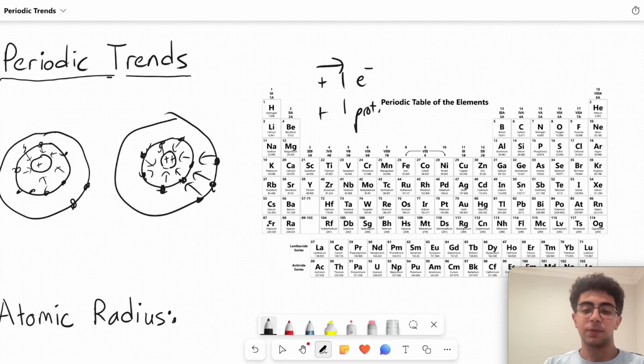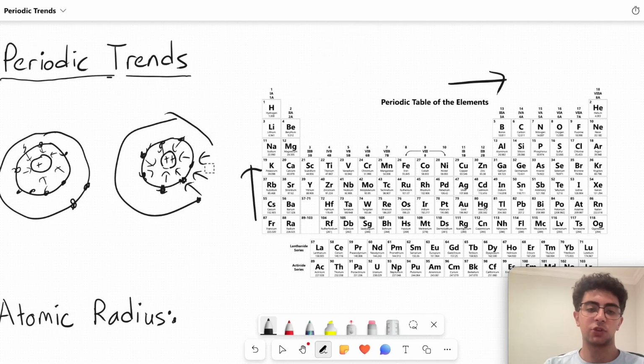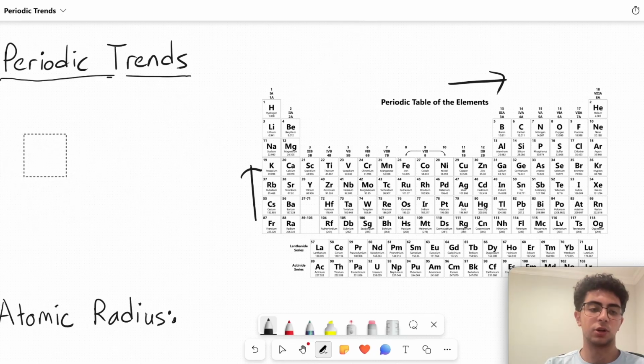So it's more helpful to remember this trend of getting smaller. If you go up, you get smaller because you have fewer shells, and if you go to the right, you get smaller because you have more attraction and everything becomes smaller because of the stronger attraction.